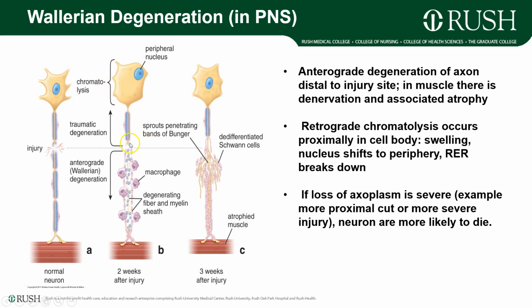On the other hand, in the retrograde events, the cell starts to swell up. There is chromatolysis happening in the proximal part of the cell body. You notice here, for example, there's a shift of the nucleus from the central to the peripheral site. There's also a breakdown in the RER or Nissl bodies. So there's a lot of things happening inside the cell body as well as the axon. In addition, if there's a lot of damage here and the axoplasm, which is the axon cytoplasm, is severely compromised, then the chances are this neuron will die.